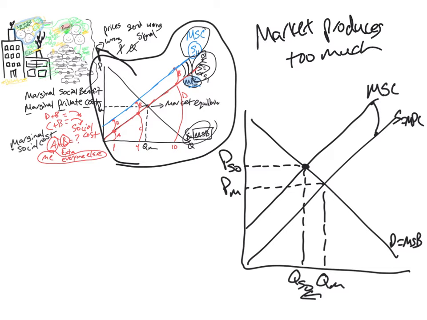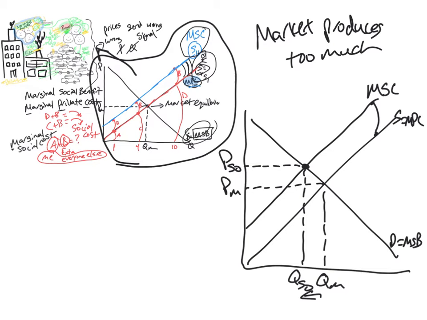Why does it produce too much of a negative thing? Because it doesn't take into account the extra cost imposed upon other people. So we do too much of a bad thing. We buy too many cars. We drive around too much because we don't consider the extra cost imposed upon other people, the third party.